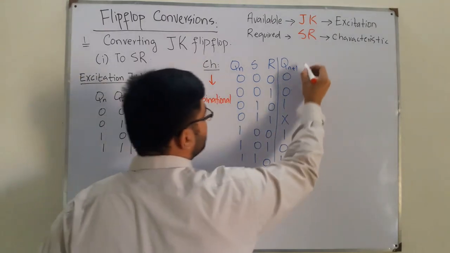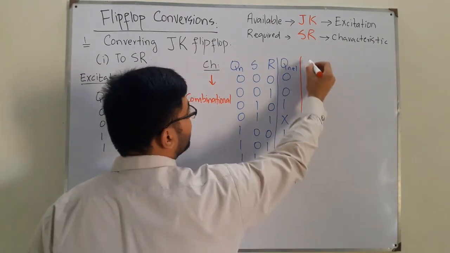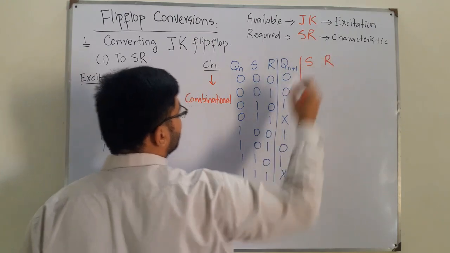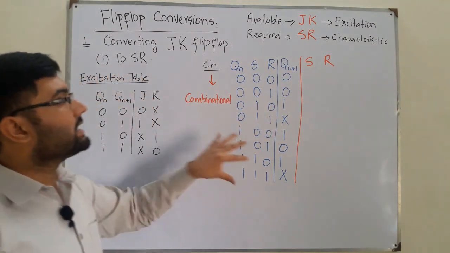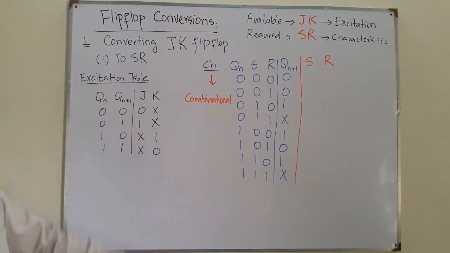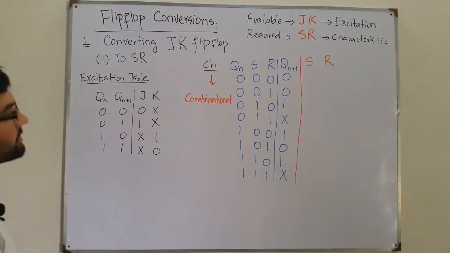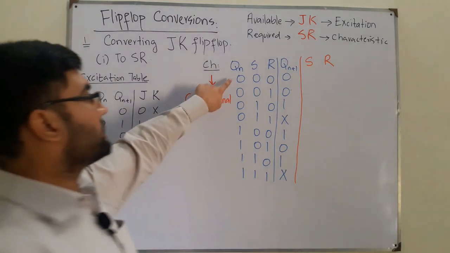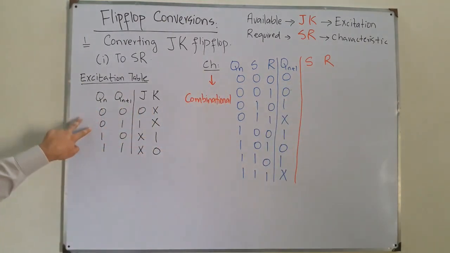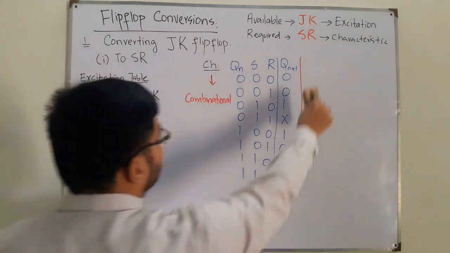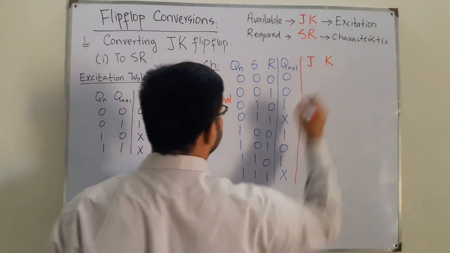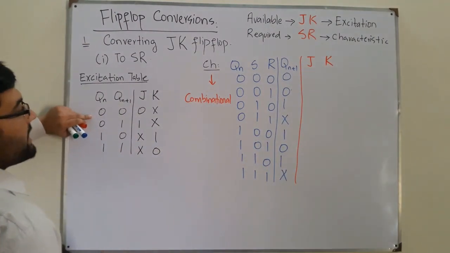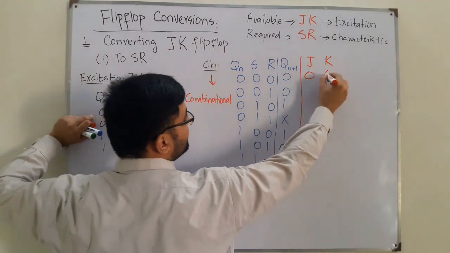All right, which means that now we have to include the required inputs, that is S and R. And now we match the QN and QN plus 1 from the characteristic table of the required flip-flop with the excitation table of the available flip-flop. Which means now if QN and QN plus 1 both are 0, 0, we have J and K. Sorry, we don't have SR over here, we have J and K over here. So this is J and this is K. Now you have 0, 0. So you have J as 0 and K as a don't care.